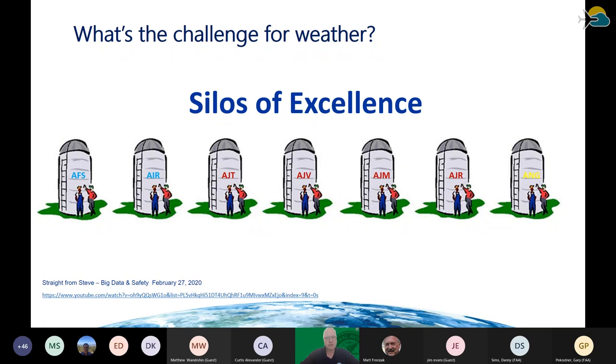This is something we typically use if you've seen our weather community of interest presentation before, and many organizations have the same issue. It's a challenge for weather. On the bottom, in smaller print, it says straight from Steve, Big Data and Safety, February 27, 2020. That was from our administrator, Steve Dixon, talking about silos of excellence within the FAA and how to break them down through sharing of information. These silos represent different organizations within the FAA that either research, produce, or use weather in some way, shape, or form. But of course, they don't necessarily collaborate with each other unless there's some efficient way to do that. Hence, we started our community of interest to connect all these silos and have people working together instead of working in their own world.